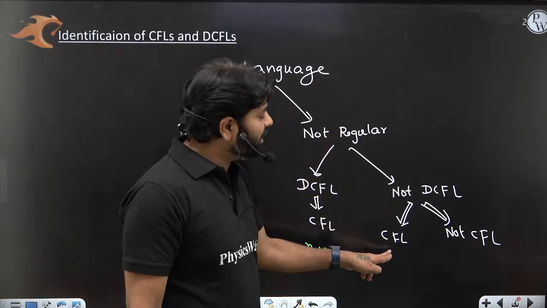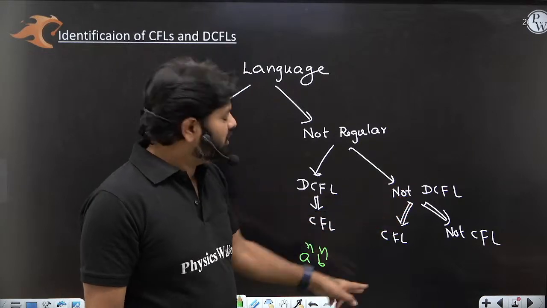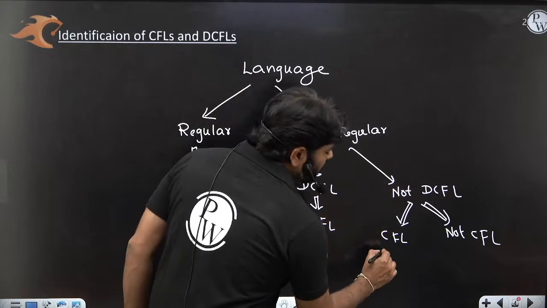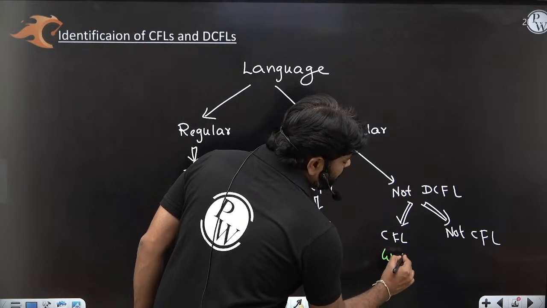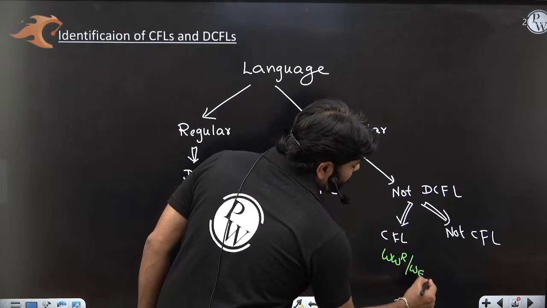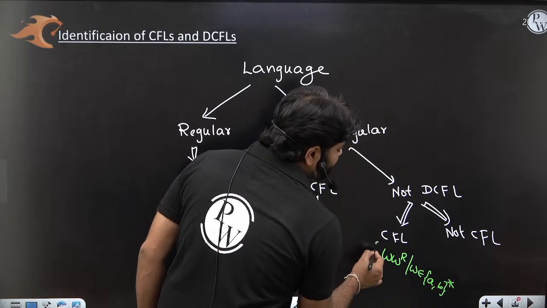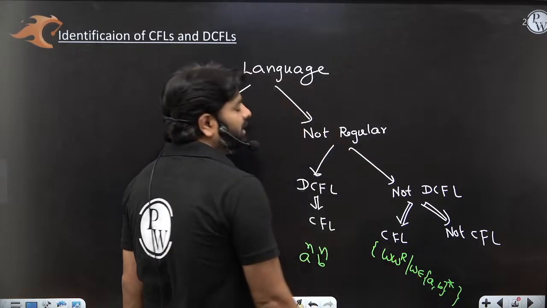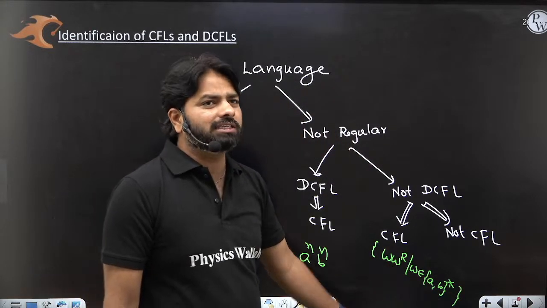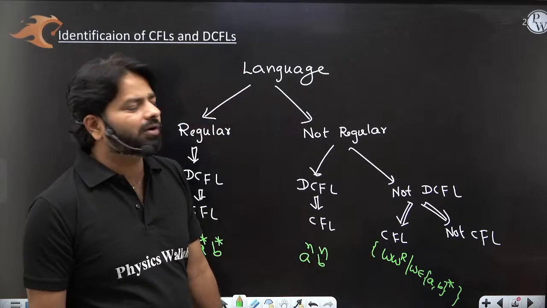And a CFL which is not DCFL? In that case, you have already seen one example, w w power R, where w belongs to (a or b) whole star. If this is the language, then it is a CFL but not a DCFL.